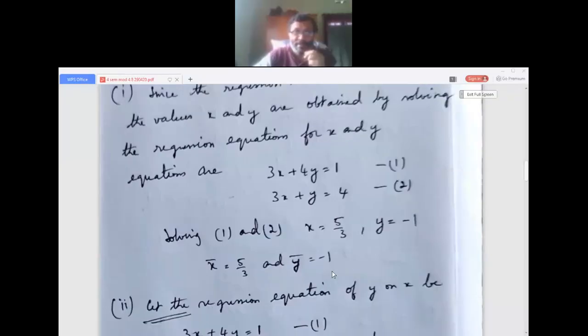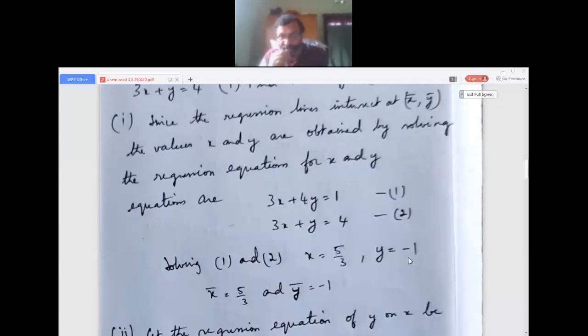Solving the two equations, 3x plus 4y equals 1 and 3x plus y equals 4, I get x equals 5 by 3 and y equals minus 1. So this is x bar, first one x bar and second one is y bar.